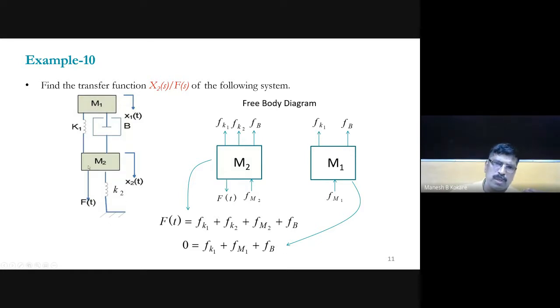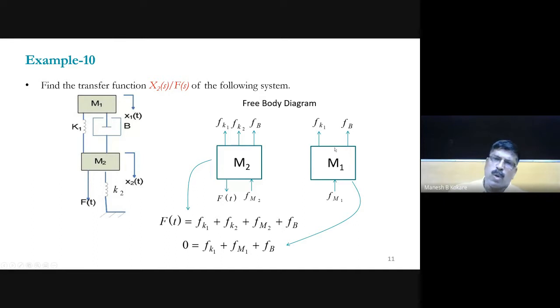See, for this one, F(t) is the force in the downward direction. So definitely Fm2 will be the force in the upward direction. And if you press this one down, K2 will be in the upward direction. Also there will be K1 in the upward direction, and Fb will be in the upward direction. So this is the force associated with M2. Then what about M1? Fk1 is in the upward direction, Fb is in the upward direction, and Fm1 will also be in the upward direction.